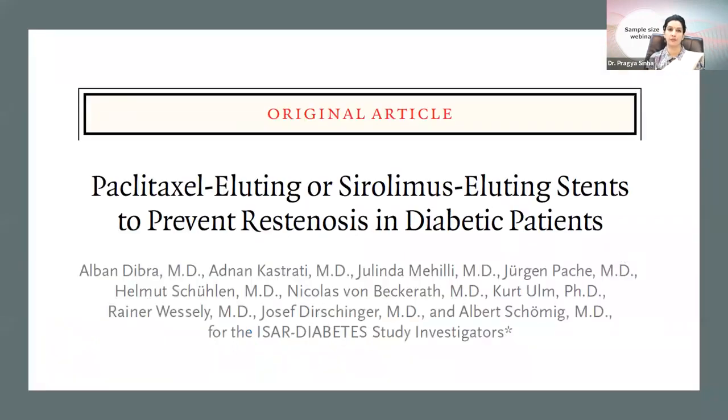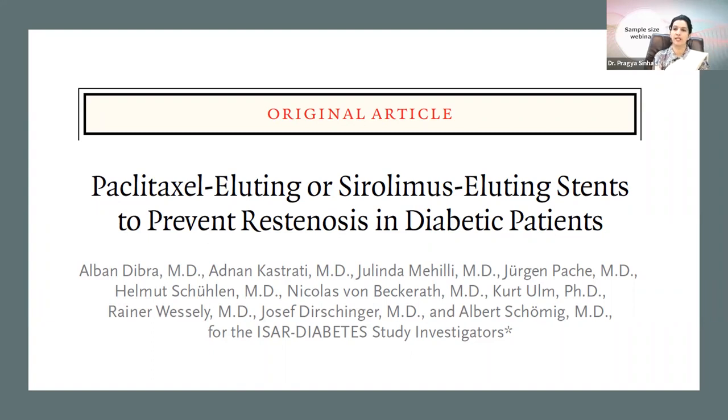So now coming to the hands-on. This is one of the original articles. The title of this study is paclitaxel-eluting or sirolimus-eluting stents to prevent restenosis in diabetic patients. So by the title, if you imagine the methodology, what must they have done?